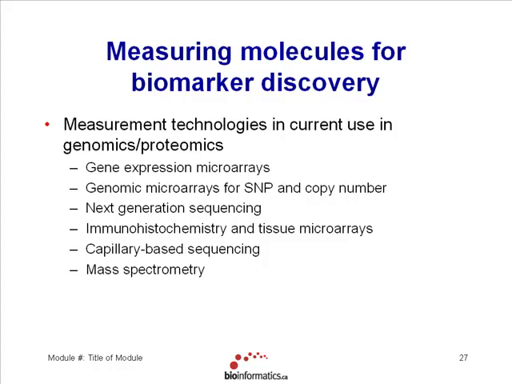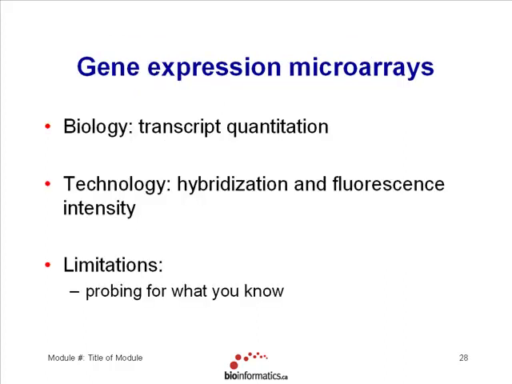So we've gone over now what a biomarker is and some definitions for a biomarker. Now we're going to talk about measurement technologies that are in current use in genomics and proteomics. We're going to cover gene expression microarrays, and these are really cursory overviews, just to make you aware that these are technologies that are being used. So gene expression microarrays, genomic microarrays for SNP and copy number detection. We're going to talk about next generation sequencing, and a little bit about immunohistochemistry as well.